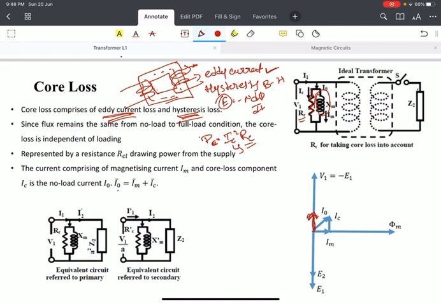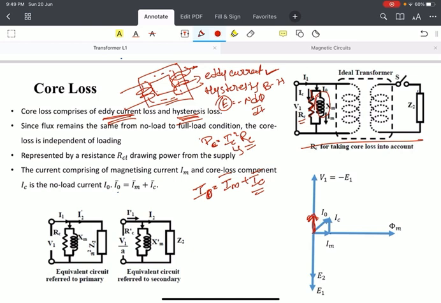When there is no load, the primary current I naught will be equal to Im plus IC, where Im is the magnetizing component and IC is the core loss component. This can be represented in this diagram. Now I am including this core loss component. This will be I naught, the no load current of the transformer.